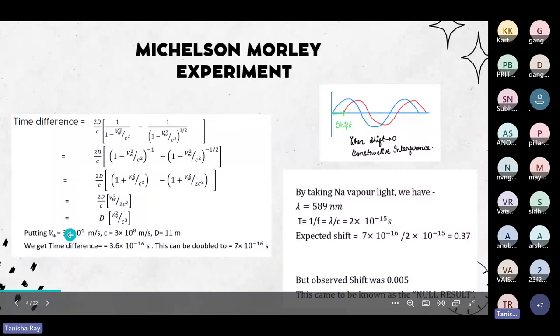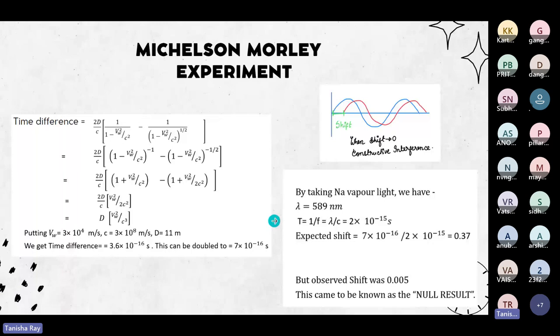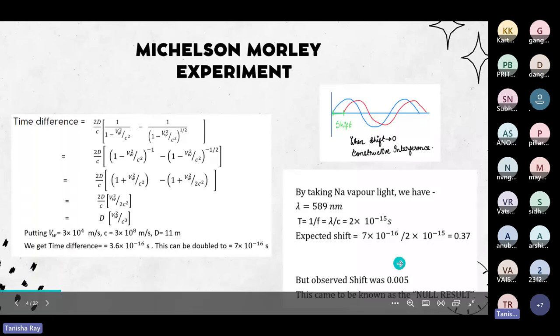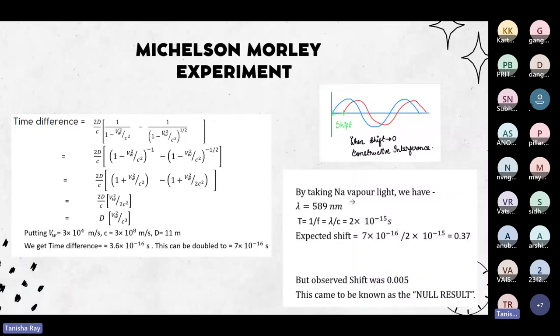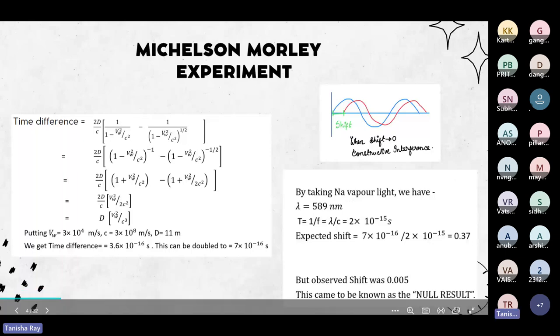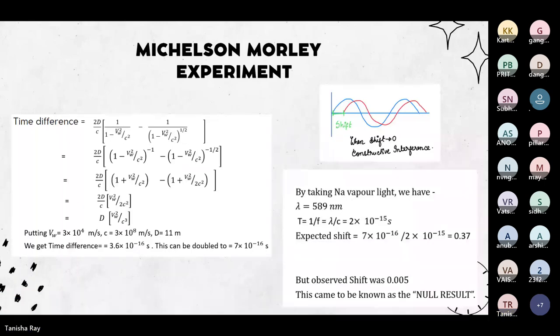But now, to their surprise, what happened after the experiment was complete was bizarre. When they performed the experiment, they found the shift to be just 0.005. And this means there is an error of about 98% in the experiment. Now, such a precise experiment should not be giving such great errors. So there was something really weird about the situation, which they were not able to explain.